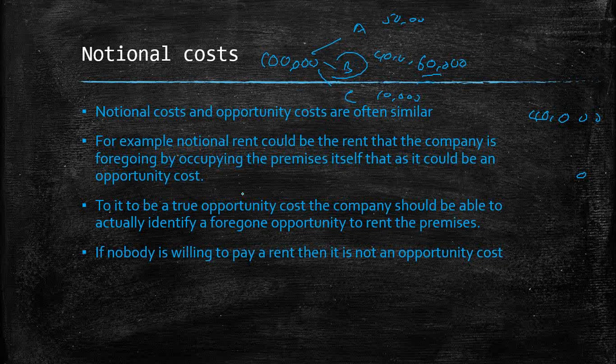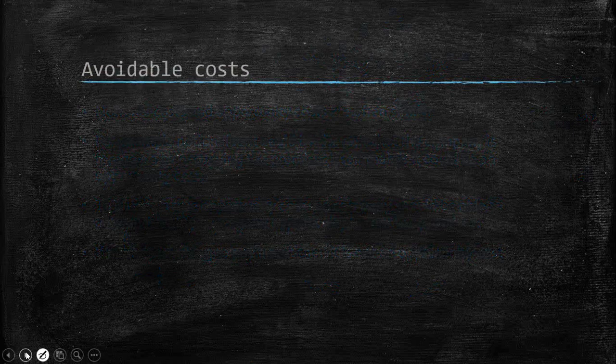So you should be able to actually identify a foregone opportunity. That is like opportunity cost again. As I said, if nobody is willing to pay rent, it is not an opportunity cost. If you can't rent out the balance part by shutting down the bay, then it is not an opportunity cost. Zero opportunity cost. No one to buy, no one to pay you. But on the other hand, if you can get someone to pay you, then that becomes your notional cost, and that becomes a relevant cost for you.